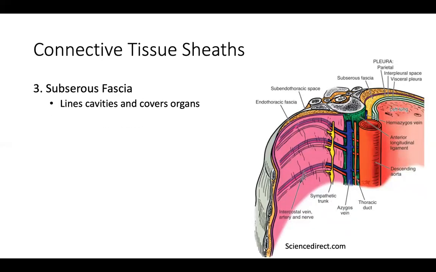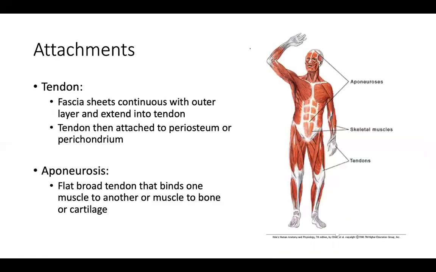More on fascia. Subserous, sub, below. Serous is an aqueous solution. So there's some fascia that's below the serous solutions, but so we see it with lining cavities and covering organs. And here's a picture of that with the lungs. Here would be the subserous fascia. So we have fascial tissue being used to, it's like putting a bunch of stuff that works together in the same bag.